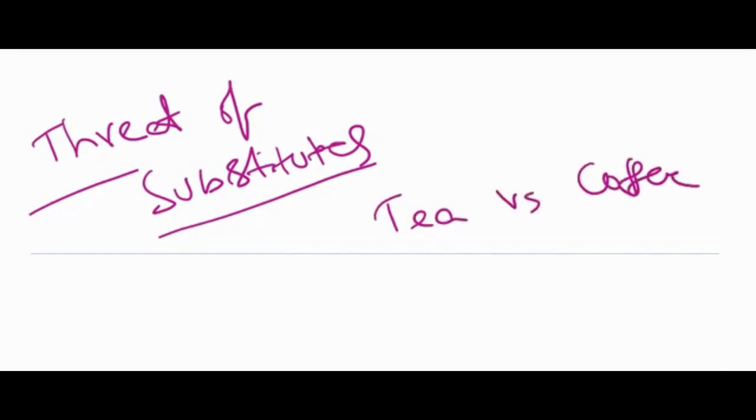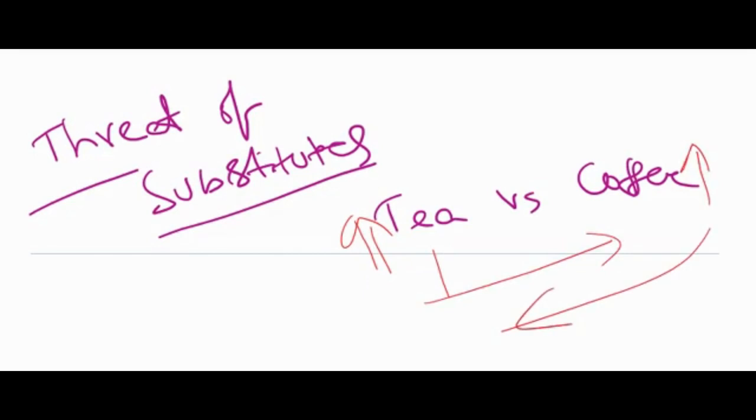So what is the fourth one? Fourth one is threat of substitutes. You must have understood by now what the meaning of this is. Let's say you want to buy tea, but you have a substitute, coffee. Tea versus coffee. Let's say tea companies are increasing the rate. You will go and look at the coffee rate, or if coffee companies are increasing the rate, then you will go and look at tea. These are both substitutes.